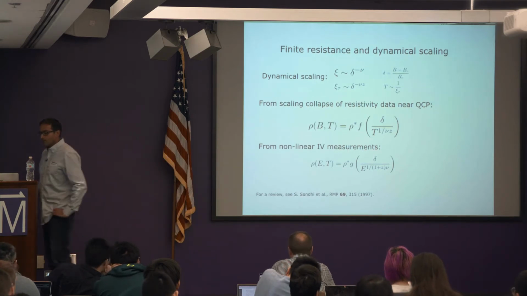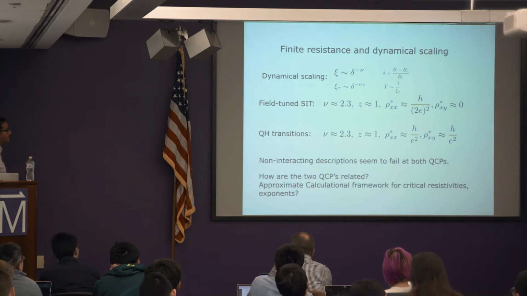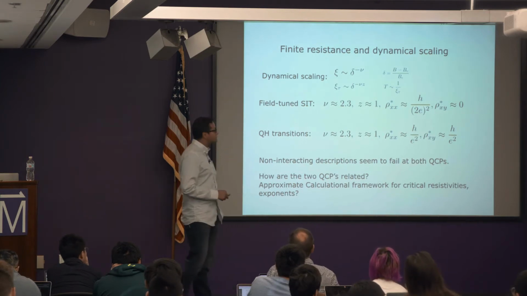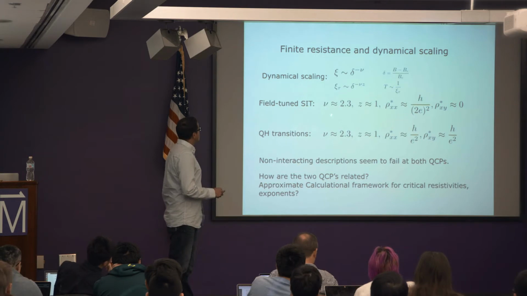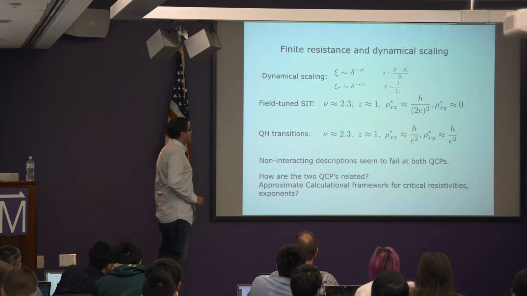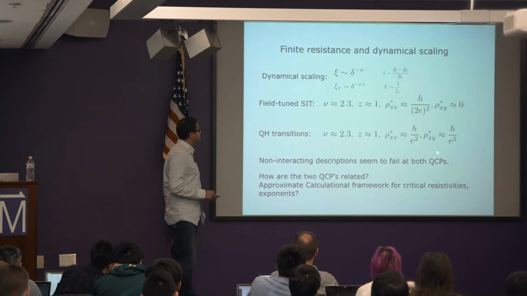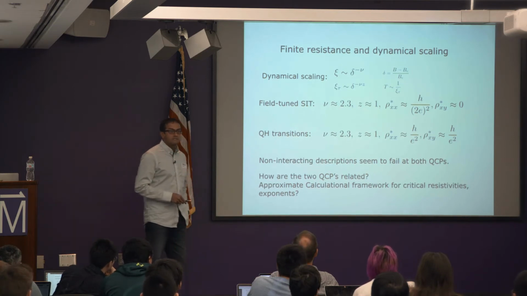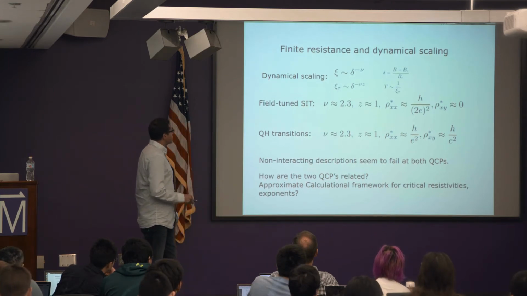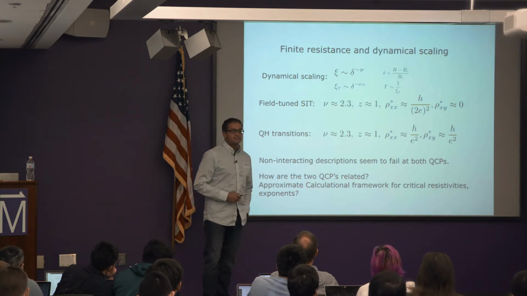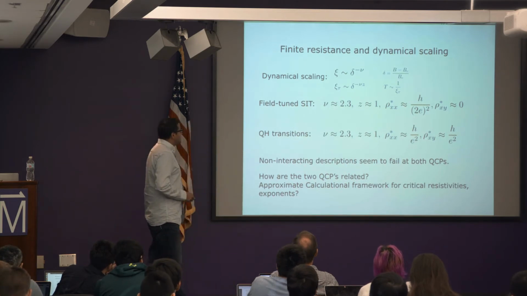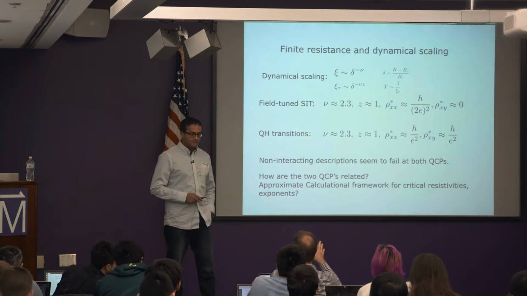And to the extent that we rigorously accept what we see in experiments, the conclusion from such analysis is that for the field-tuned superconductor insulator transitions, nu is roughly 2.3, z is equal to 1, and I'll address your comment in a second. The critical resistance is h over 2e squared, and the critical Hall resistivity is 0. For the quantum Hall effect, you get the same nu, the same z. Rho xx is approximately the quantum of resistance of electrons, and rho xy is also the quantum of resistance of electrons. So these are statements from the data? From the data, yes, yes.